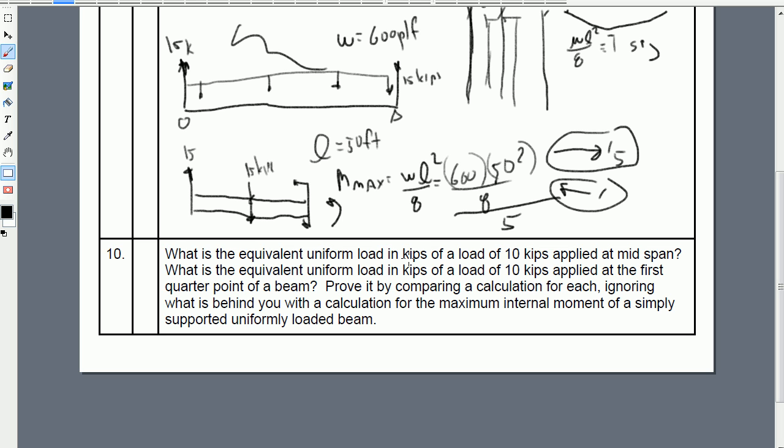Equivalent uniform load is in kips for a load that's applied at the mid-span. That big W in this case is 20 kips. Remember, you're going to need to take this: if it's 10 at the middle of the span, it's the same as 20 spread out. If it's applied at the first quarter point, you're going to go from the factor, if it's 20 here, and it'll be 0 there. This one is going to be 10.